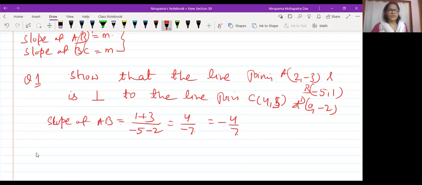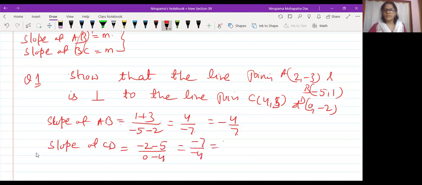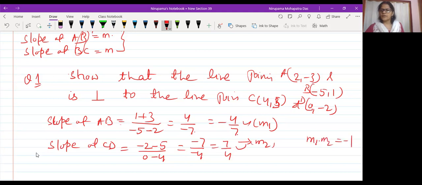Okay, slope of CD is equal to, here it is -2 minus 5 over 0 minus 4, which means you are getting minus 7 by minus 4, which means 7 by 4. So you can compare these two. Here let it be M1 and let it be M2. Okay, so M1 and M2 are negative reciprocals of each other, or you may write M1 into M2 equal to minus 1. This implies AB is perpendicular to CD.